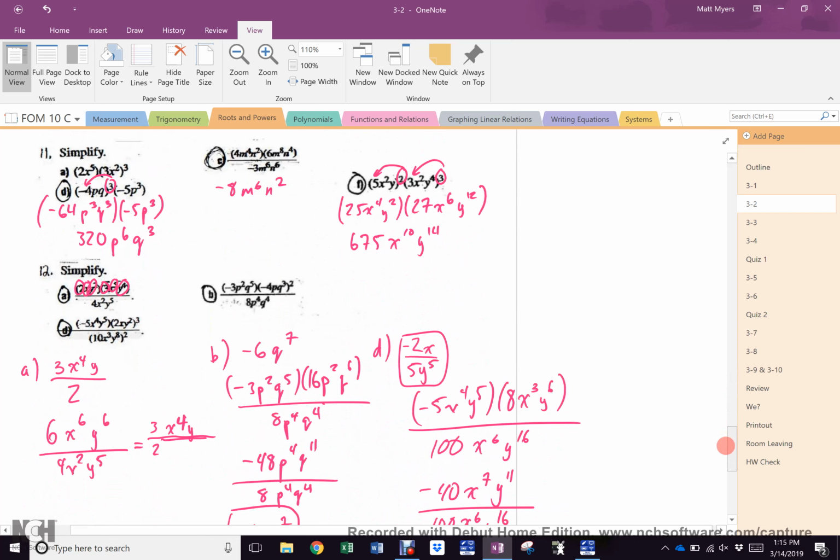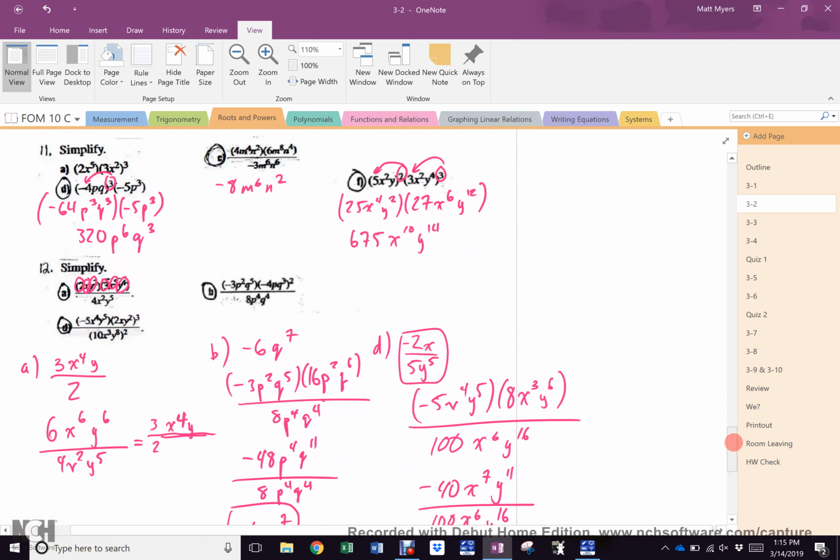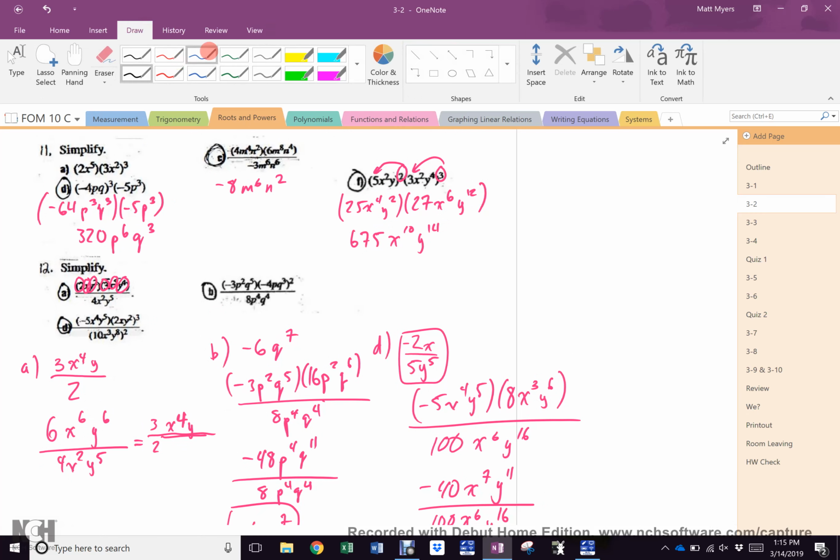Spectacular! And now the really hard ones. These take up a lot of room. The first three don't take up a lot of room. They're pretty self-explanatory. But those bottom three take up a lot of room. So the answers are that, that, and that.